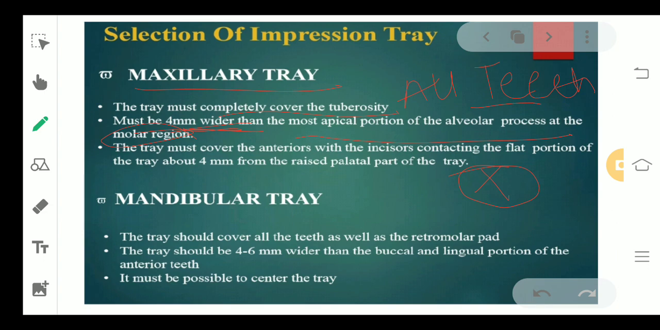The tray must cover the anteriors with the incisors contacting the flat surface of the tray. So when you're placing it in the anterior region, make sure that the incisal edge is completely meeting the flat surface of the tray, and again it should be 4 mm wider. Now coming to the mandibular tray, the tray should cover all the teeth, including the retromolar pad region. The tray should be 4 to 6 mm wider than the buccal and lingual portion of the anterior teeth. It must be possible to center the tray, so it should be very easy for you to center and place the tray.